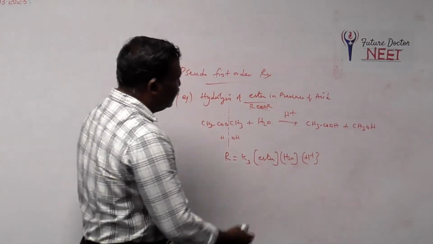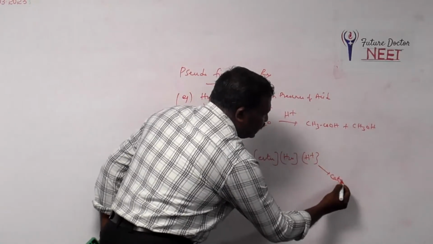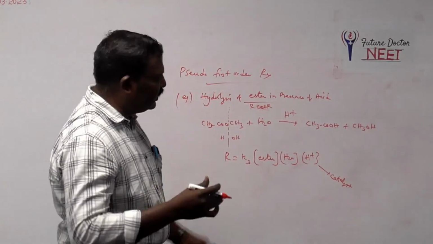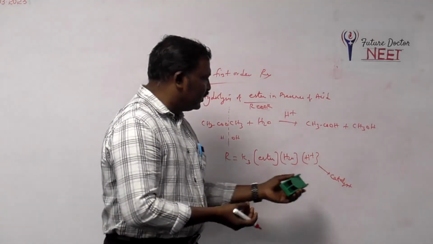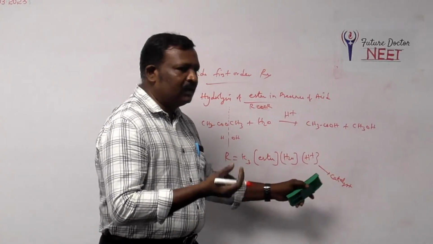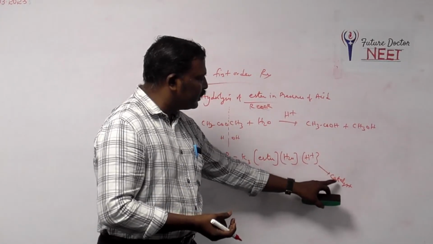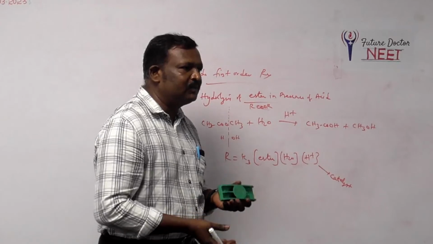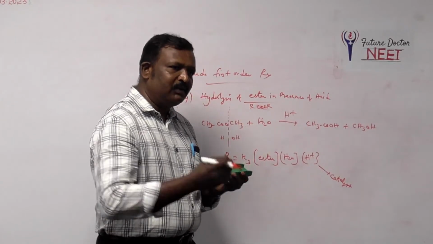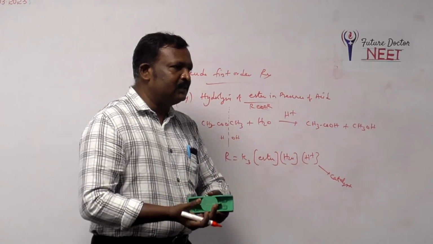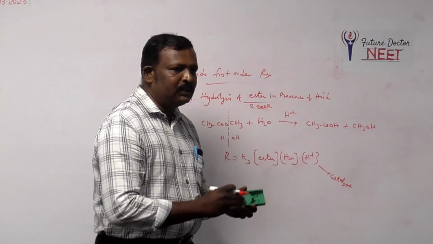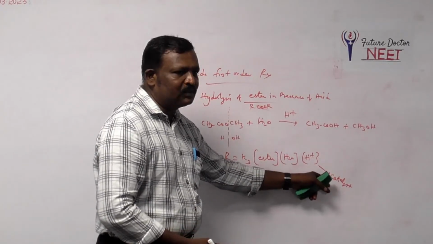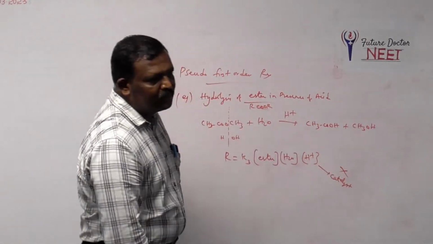How to say that? See, H plus is a catalyst. I told you, what is a catalyst? It increases the speed of the reaction. One of the important properties of a catalyst is that its mass remains unchanged. We are taking 2 gram; at the end of the reaction, again 2 gram is present as it is, though its properties may slightly change. So the mass is as it is, meaning it's in large excess, so we leave it.